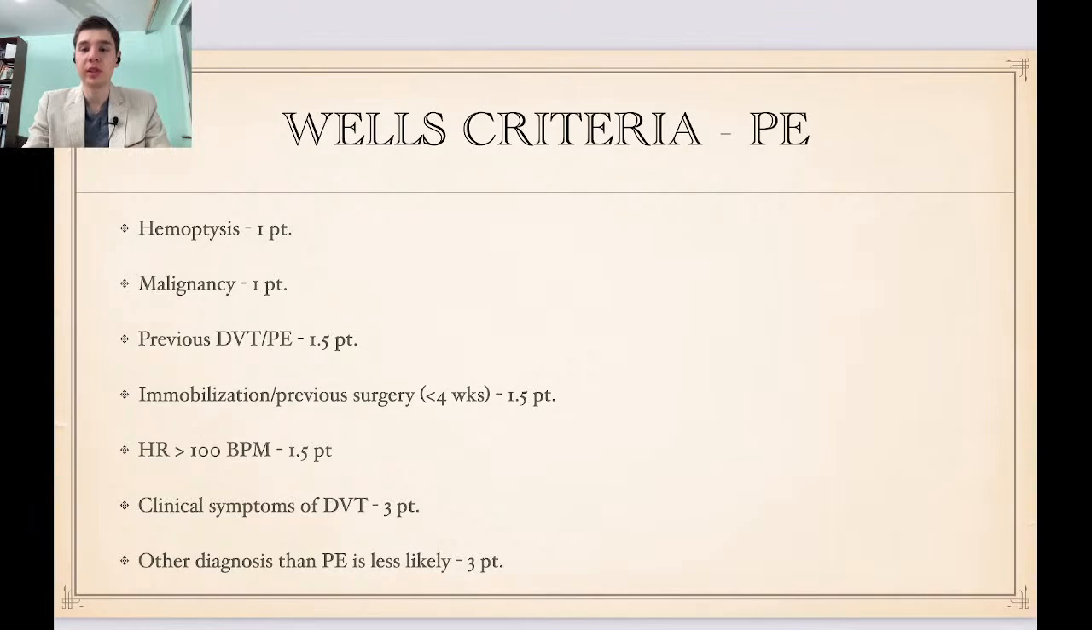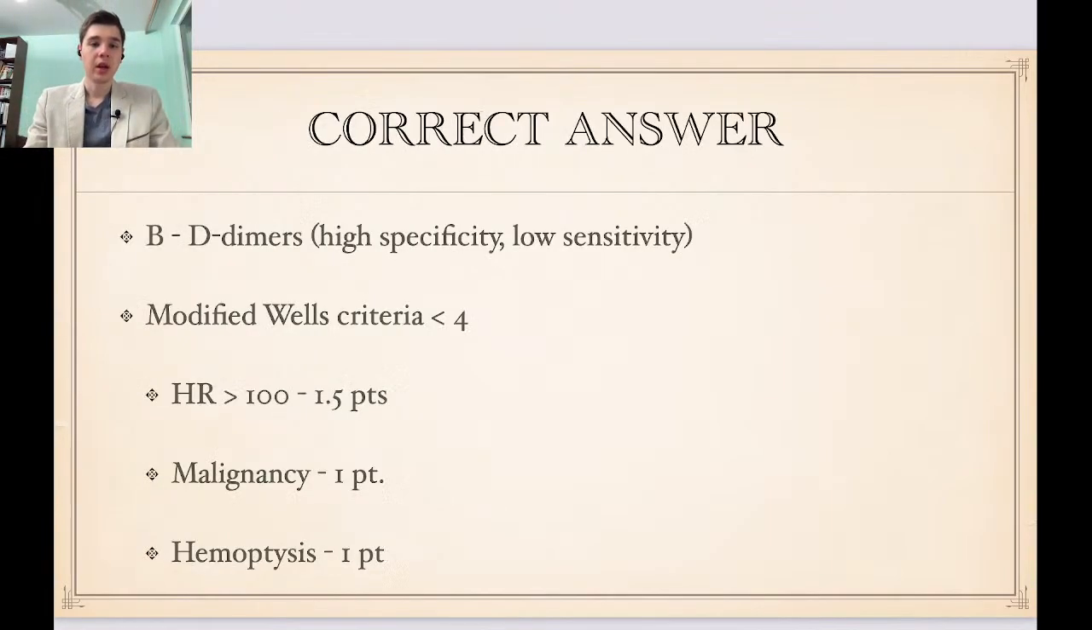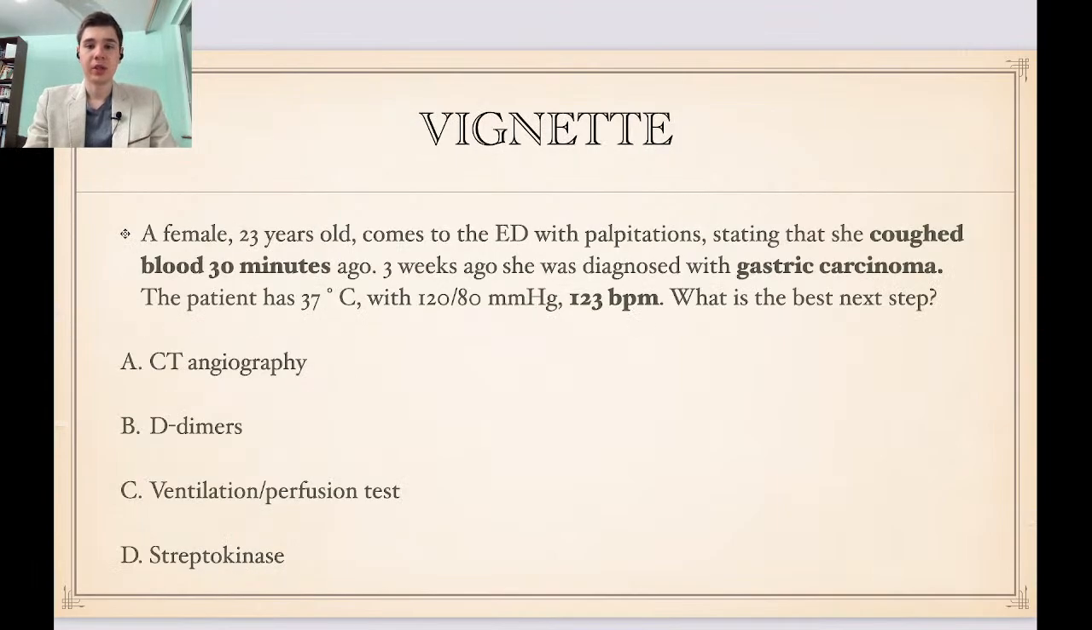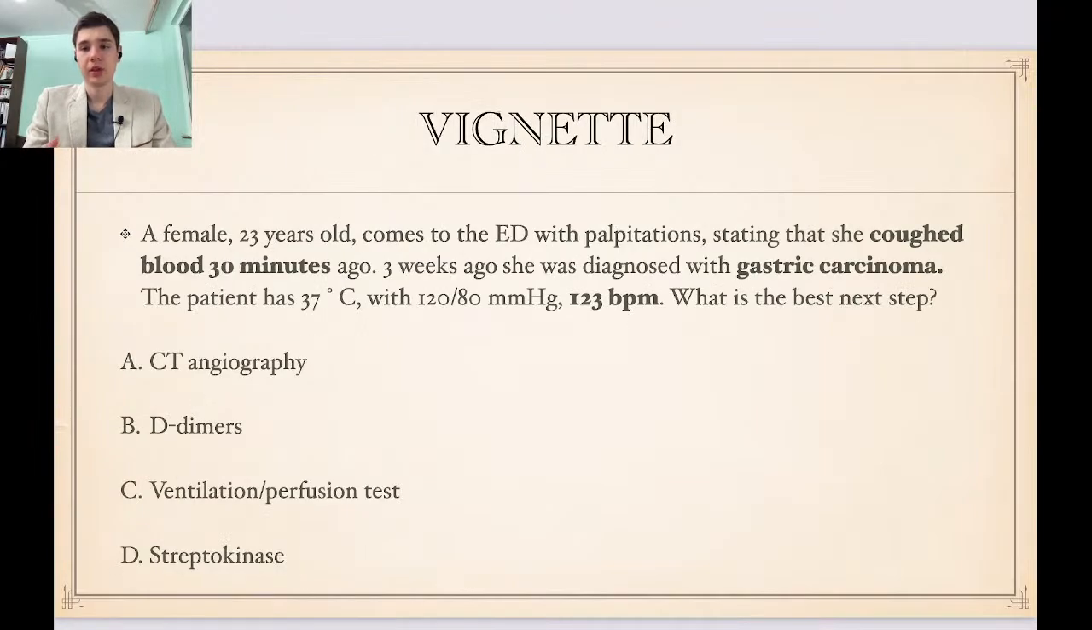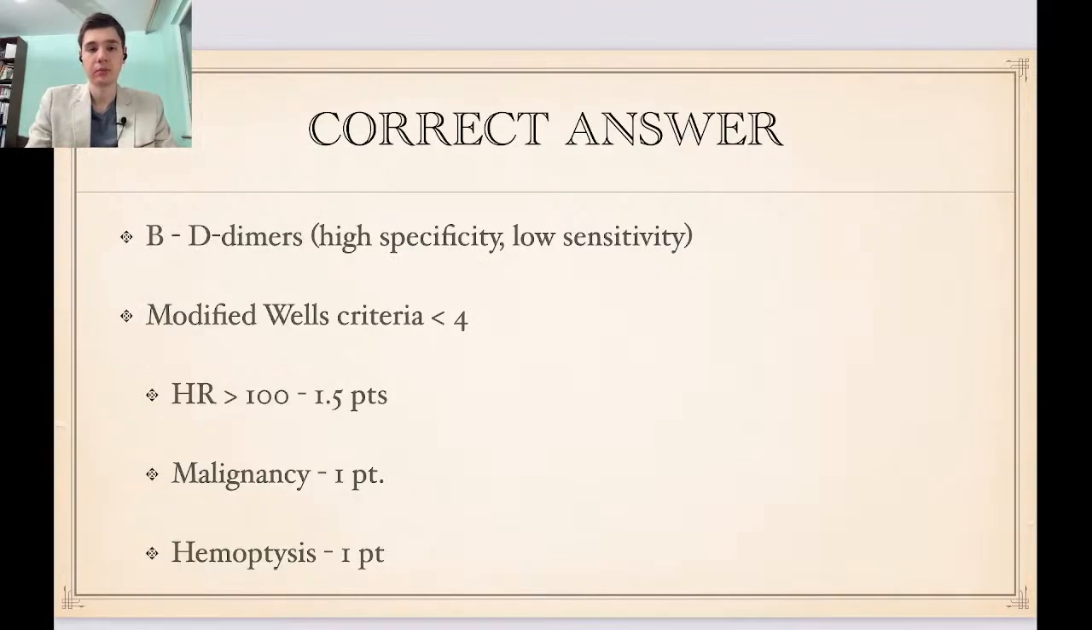Oh, how did we get to 3.5 in the patient's case? Okay, let's go back. So, the patient has 123 beats per minute. She's tachycardic. This means 1.5 points. The patient was diagnosed with gastric carcinoma. This is another point. And she coughed blood, which is hemoptysis, for 1 point.